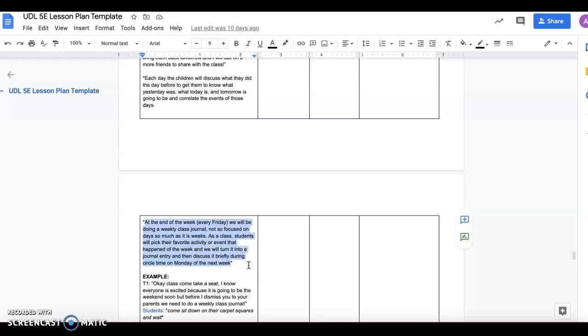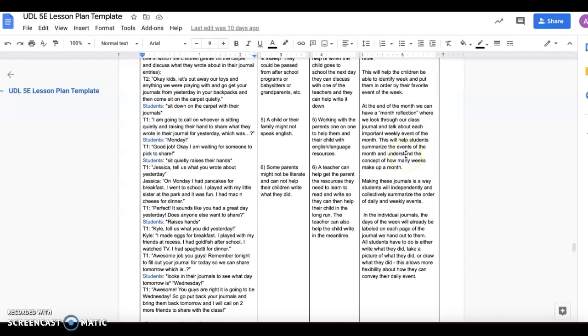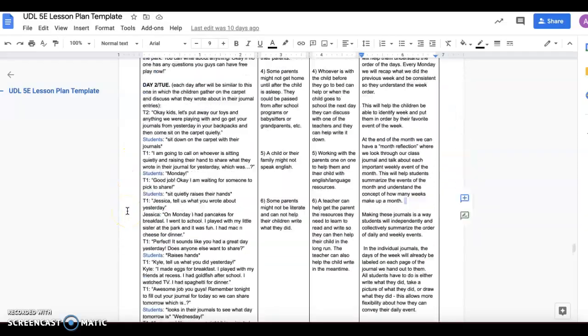And at the end of the month we can even have a month reflection where they look through their class journal and talk about each important weekly event of the month, and this can help them summarize the events of the month and understand the concept of how many weeks make up that month. So now they have the days, the weeks that make up a month to a whole month. So this was my favorite aspect of our lesson plan.